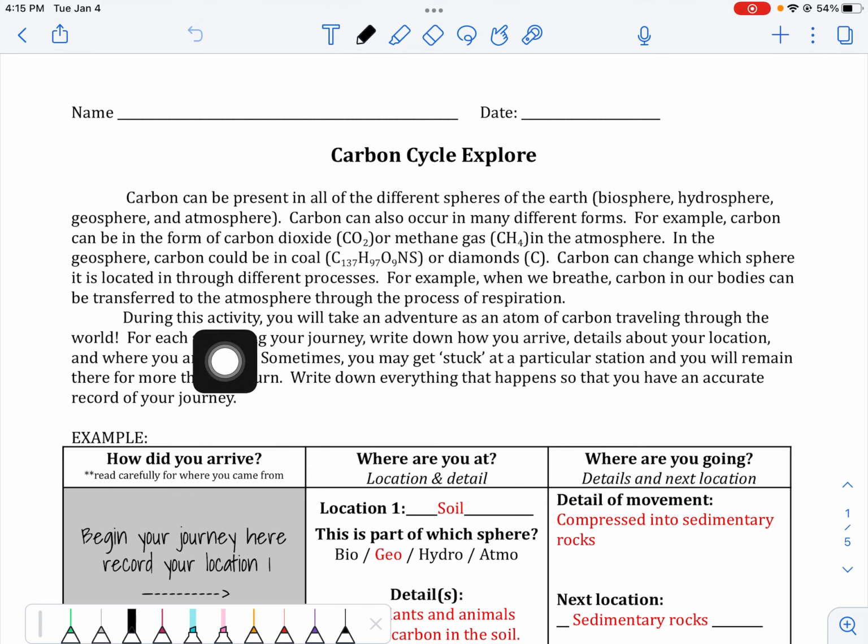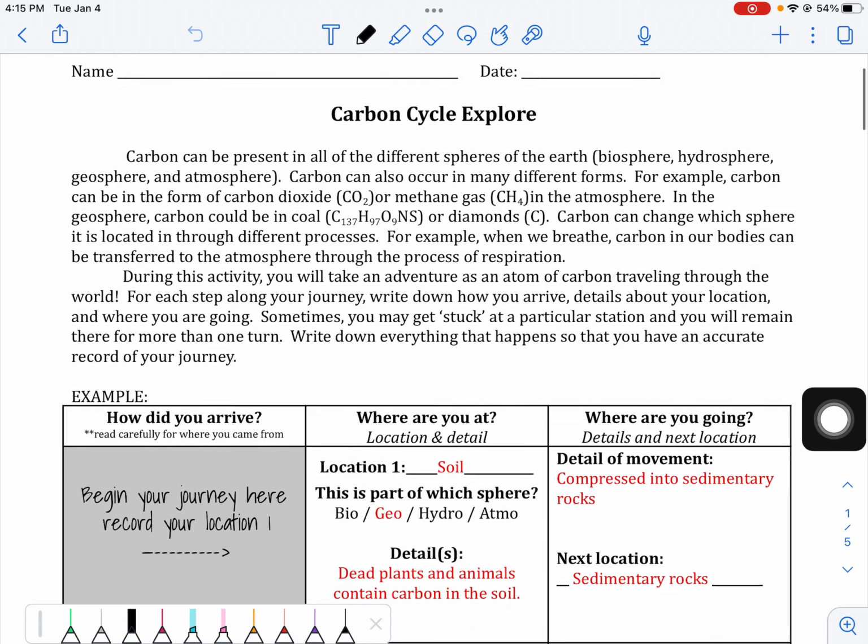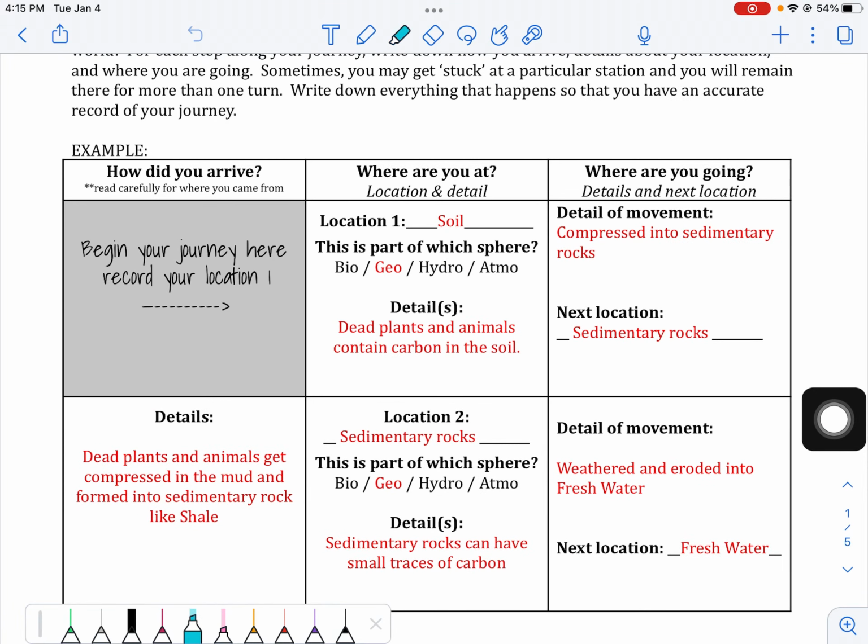You are going to model that in this activity. You're going to take an adventure as an atom of carbon traveling through the world. For each step in your journey, you're going to record information about how you got to that location, information about that location, and then where you're headed. So depending on how it works out, you might get stuck somewhere. The more detail you can write down, the better off it's going to be for you later. So this first part here is an example.